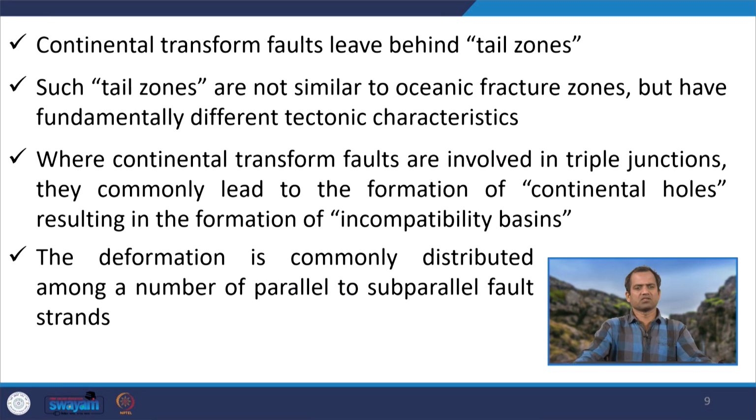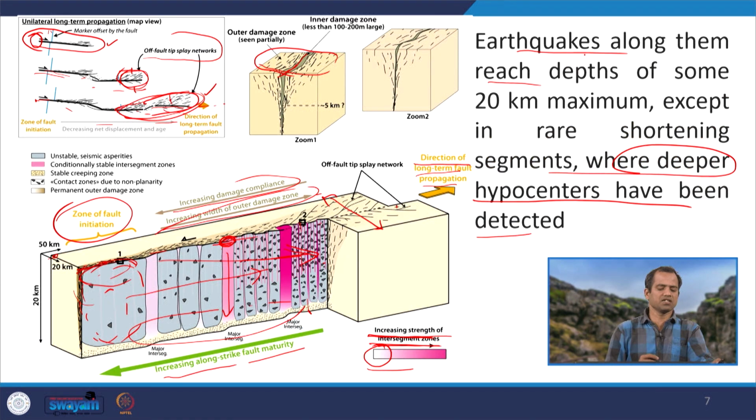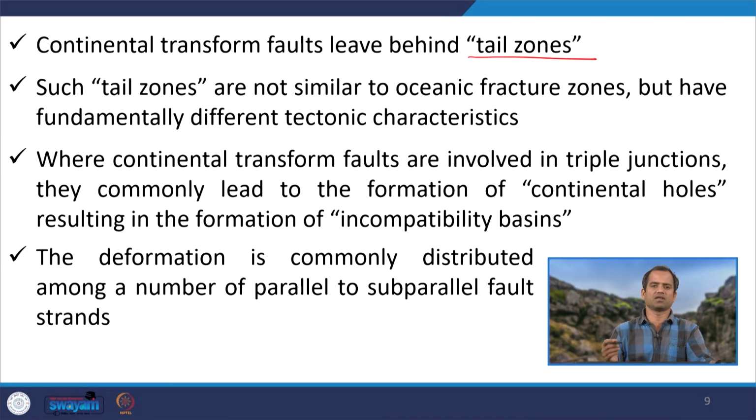So, some features related to this continental transform fault. The continental transform fault leaves behind a tail zone. This tail zone means this is the inactive part where it was initiated and has now become inactive. So, that is called the tail zone. Such tail zones are not similar to the oceanic fracture zone, but have fundamentally different tectonic characteristics.